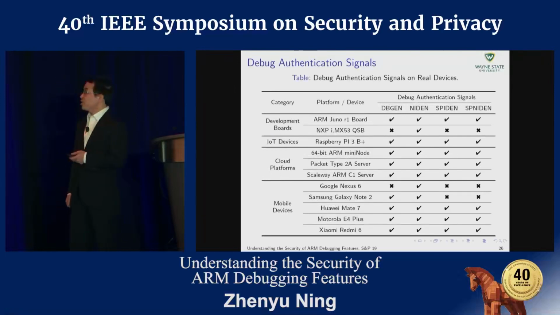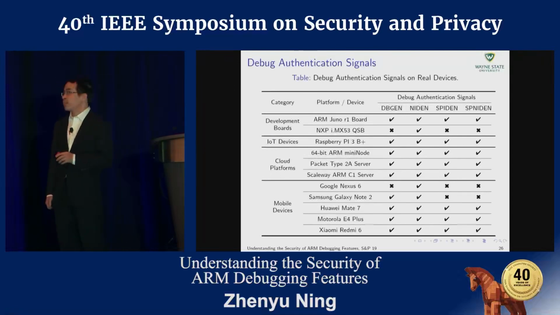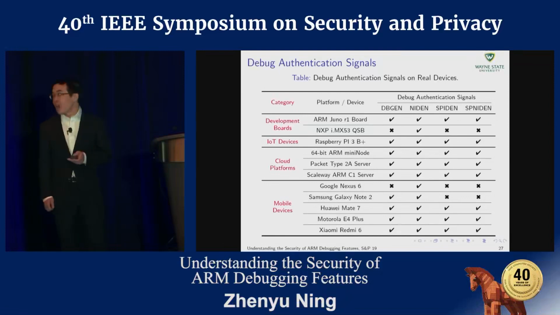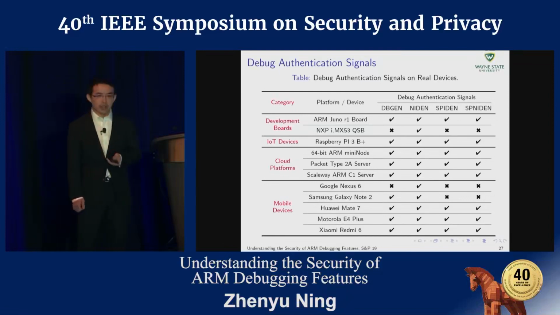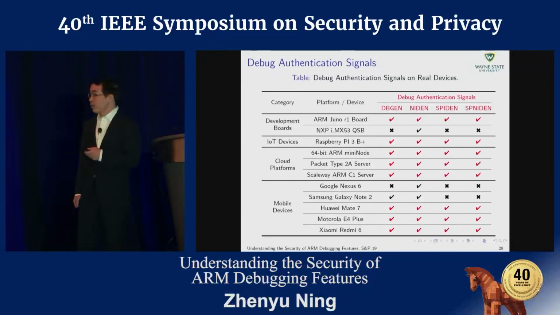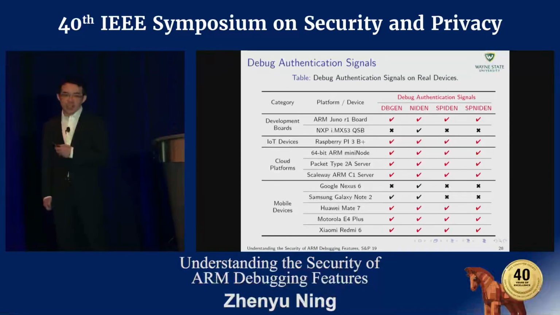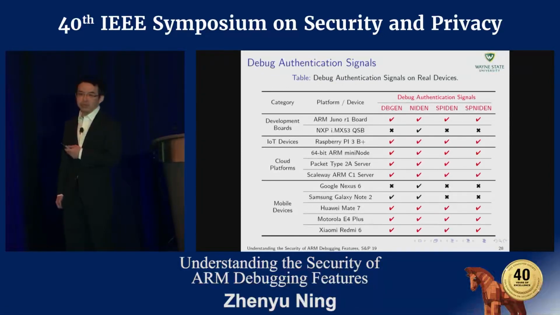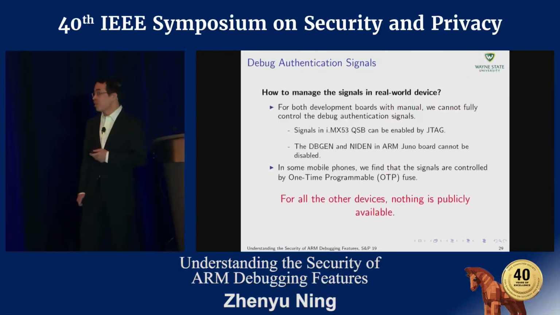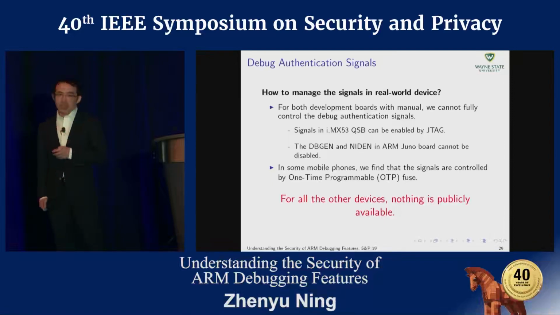In our investigation, we try to cover different categories of devices, such as the development boards, the IoT devices, the cloud platforms, and also the mobile devices. The last four columns indicate the status of the debug authentication signals in the real-world device. As we can see, in many devices, all the debug authentication signals are enabled. Surprise, huh?